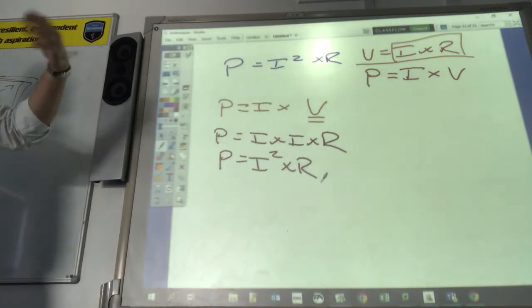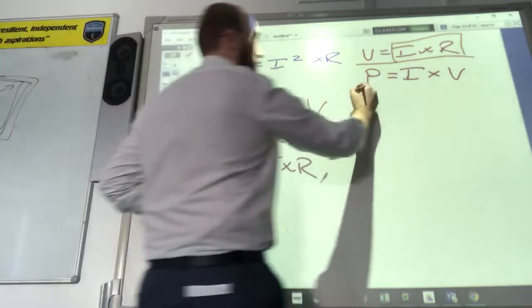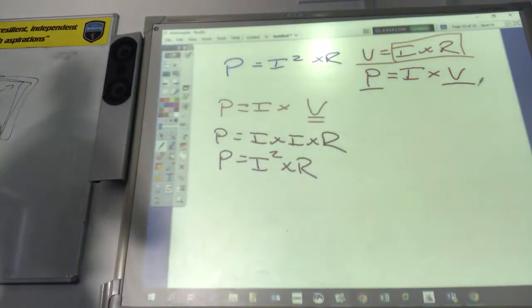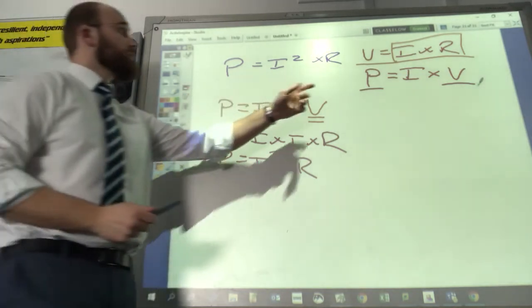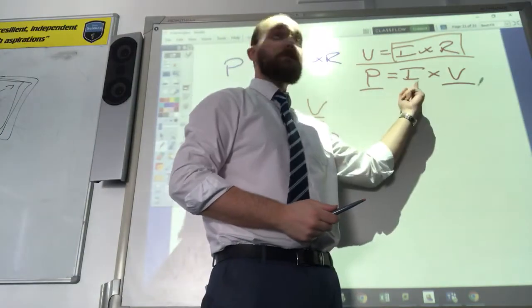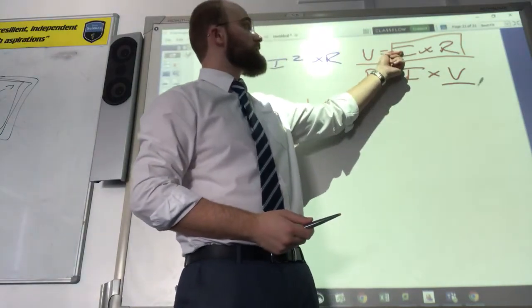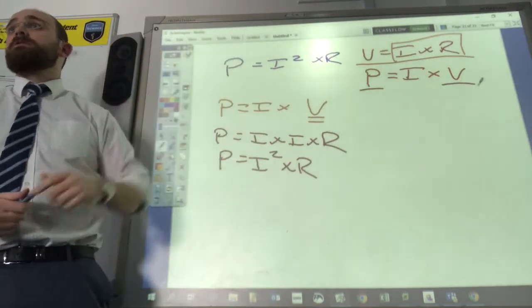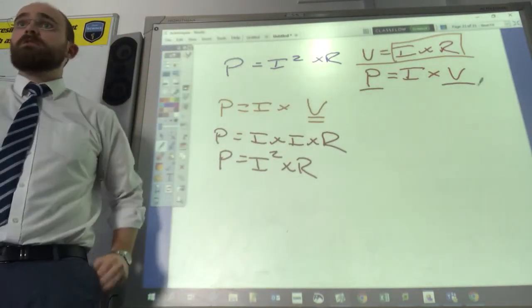So they might have given you the power, they might have given you the voltage and asked you for the resistance. There's no equation which links power, voltage and resistance. But you would use P equals I times V to get the current, and then you could use V equals I times R, or you could use P equals I squared R to find the resistance, okay? That's what we call a synoptic question.